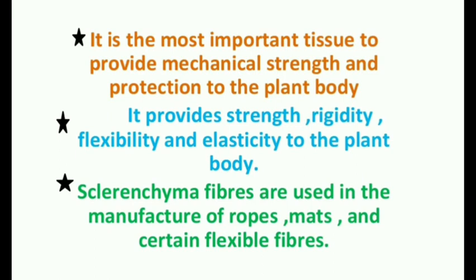Now we learn about the functions of sclerenchyma. It is the most important tissue to provide mechanical strength and protection to the plant body. It provides strength, rigidity, flexibility and elasticity to the plant body. Sclerenchyma fibers are used in the manufacture of ropes, mats and certain flexible fibers.